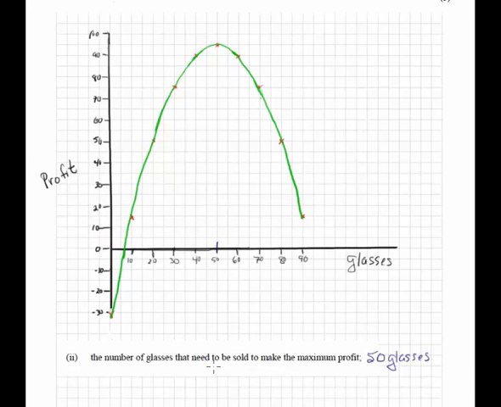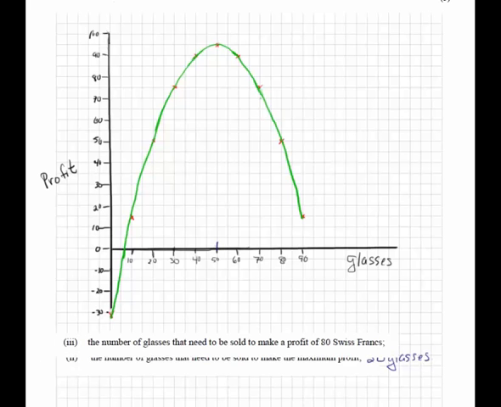So we just finished answering part 2. Now we're ready to look at and answer the rest of the questions. So part 3, what are the number of glasses needed to be sold to make a profit of 80 Swiss francs? And when we look at that, 80 Swiss francs is up here, and here's the thing to remember, there's one place and there's also a second place.